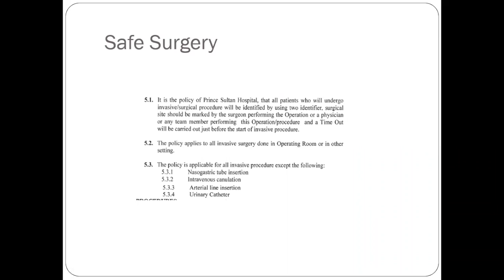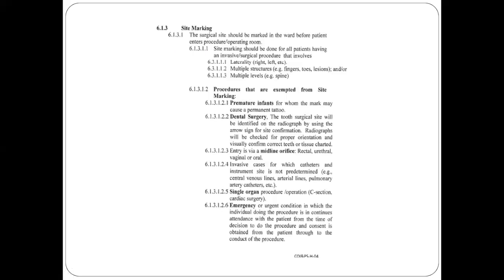What they mean by safe surgery is that we are doing not only surgery in the OR, but any invasive procedure. So we have to be sure that it is done in the right way, and a timeout should be done before any invasive procedure. The four we mentioned, the nasogastric tube, intravenous cannulation, arterial line, and urinary catheter, do not need site marking, but anything other than these requires site marking. The surgical site should be marked in the ward. If it is going to the OR, site marking should be done for all patients having any invasive or surgical procedure that involves laterality, right and left, multiple structures, fingers, toes, lesions, or multiple levels, like the spine. The one who does the procedure should be the one who does the site marking. Our site marking in the hospital is an arrow, not an X, not a check mark.